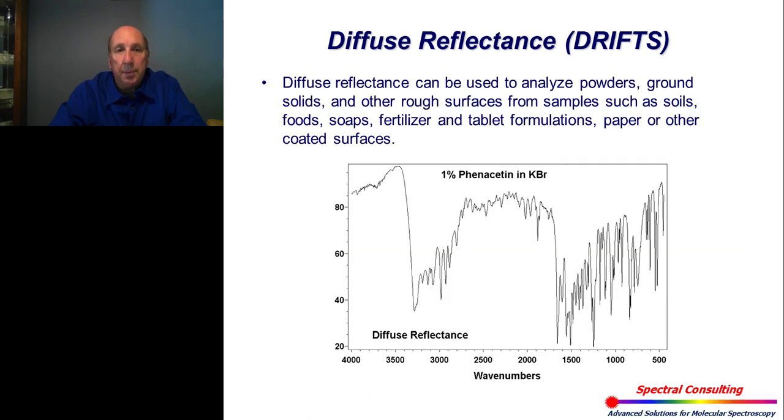So here's an example of diffuse reflectance of a 1% phenacetin in potassium bromide. And again, you can see there's some drift in the baseline. We're not at 100%, and that's partially due to the loss of light as that light goes down to the bottom of the sample cup. We don't have it much stronger than that 20% T value. So we've got a good spectrum overall.